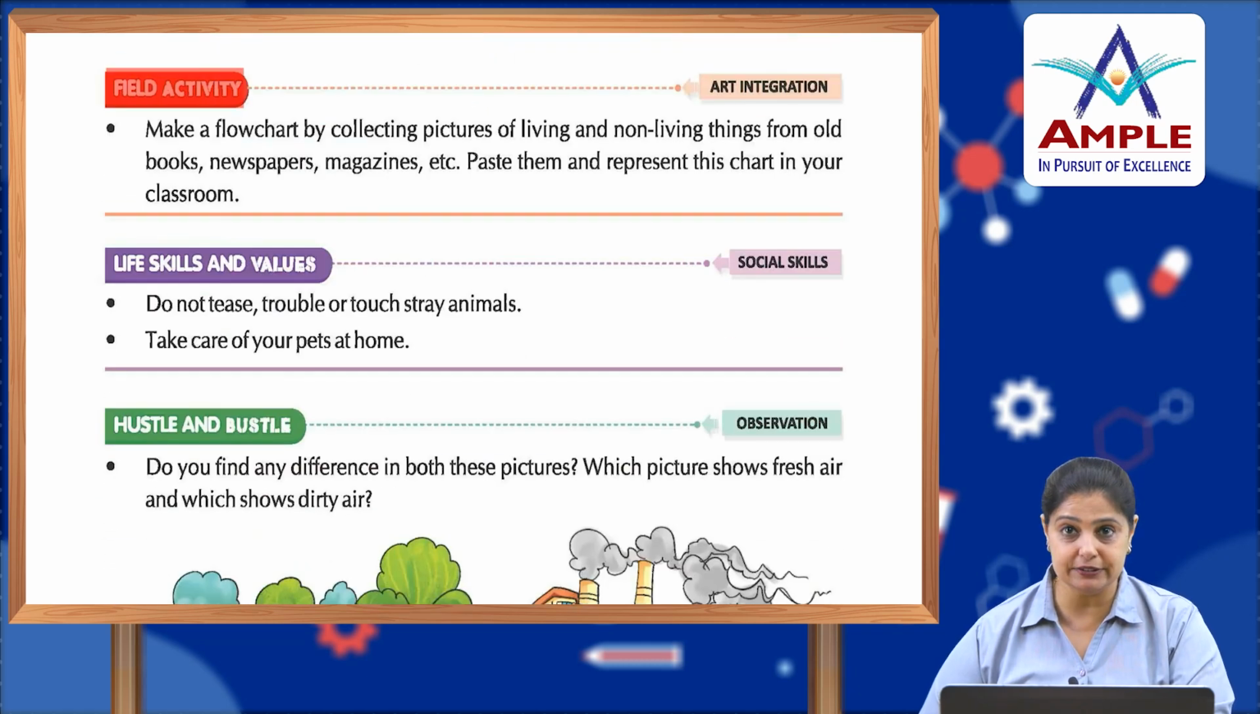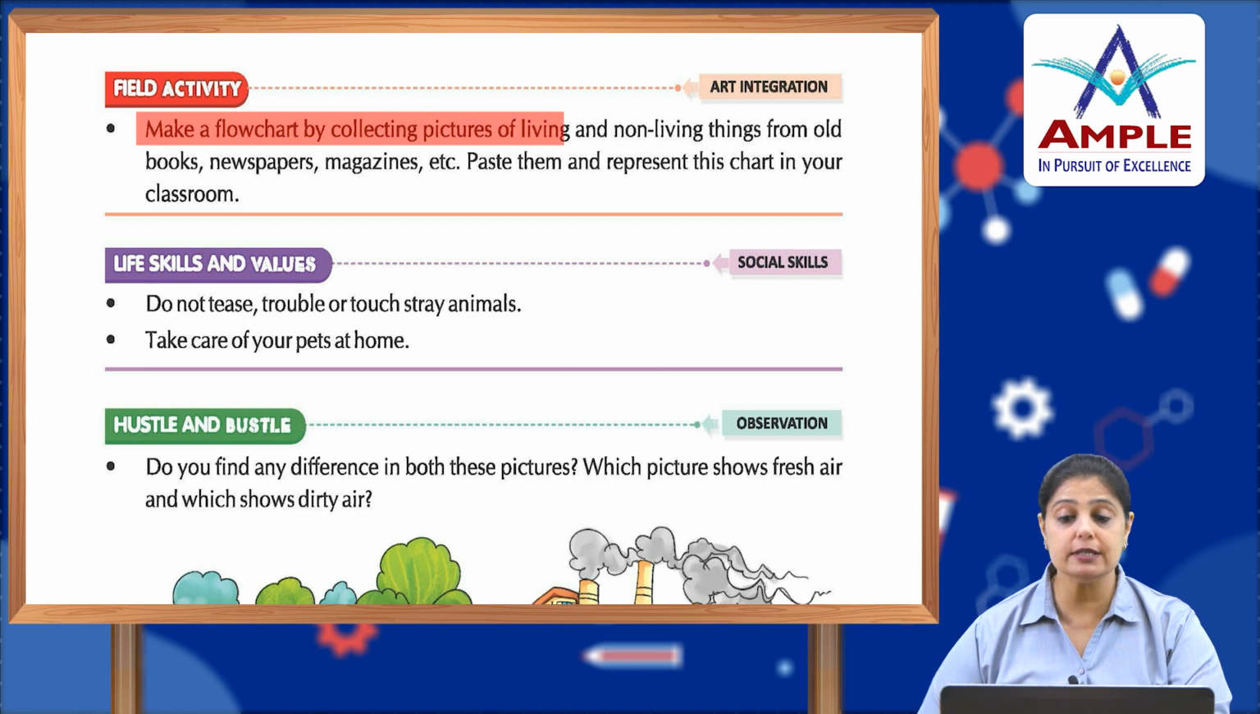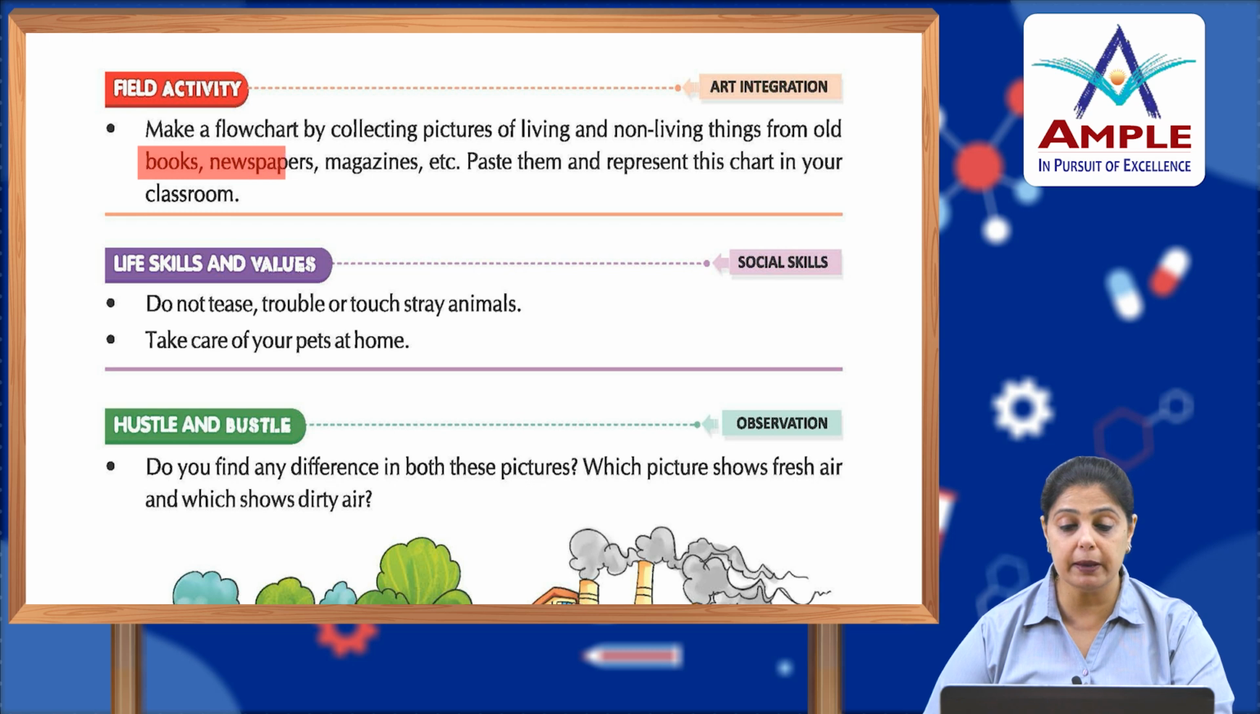Let's move on to the next one. This is a field activity. What do you have to do? You have to make a flow chart, and for that you have to collect pictures of living and non-living things from old books, newspapers, magazines, etc. And you have to paste them and present this chart in your classroom. So, you will make a chart by collecting pictures of living and non-living things, and you have to make a flow chart of it.